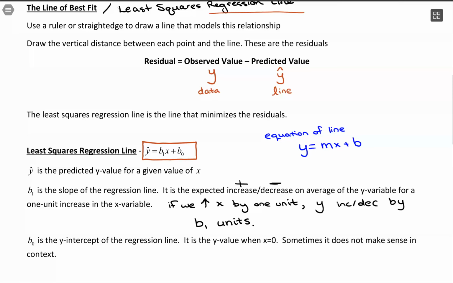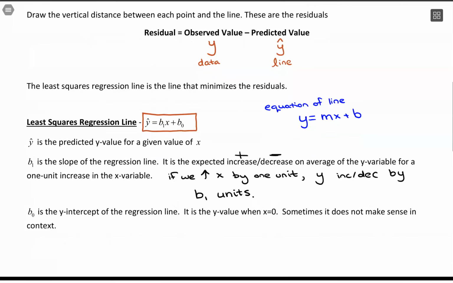The y-intercept, so b with a subscript of 0, is telling us what happens when x is 0. What if we don't have a value for x? Then what is y going to do? So the idea is if x is 0, y is whatever that y-intercept is.